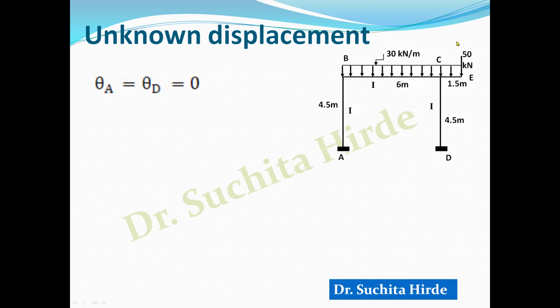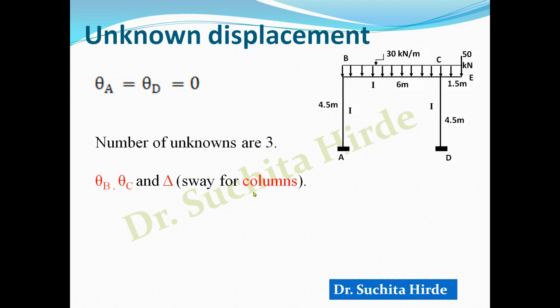Initially, you have to neglect this portion whenever there is overhanging portion in beam or in portal frame. First of all, you have to neglect that portion and calculate how many unknowns are there. So theta A and theta D are 0, and there will be theta B and theta C, which are unknown. And there is one more unknown, which is delta, that is sway for column. So if the frame is unsymmetrical, there will be sway, and delta is unknown for column equations.